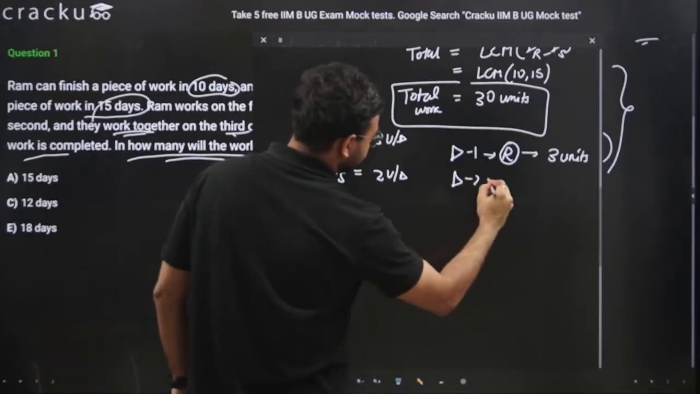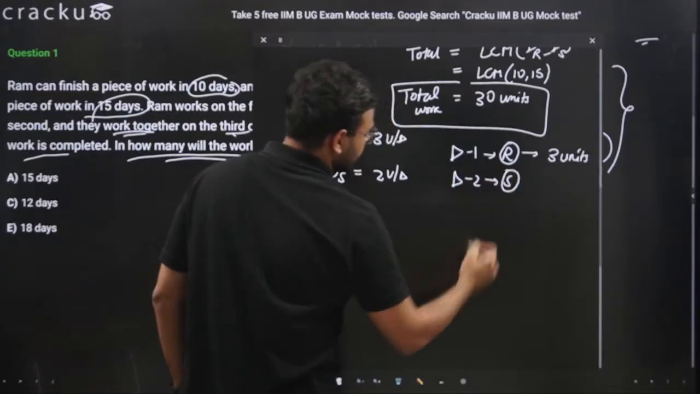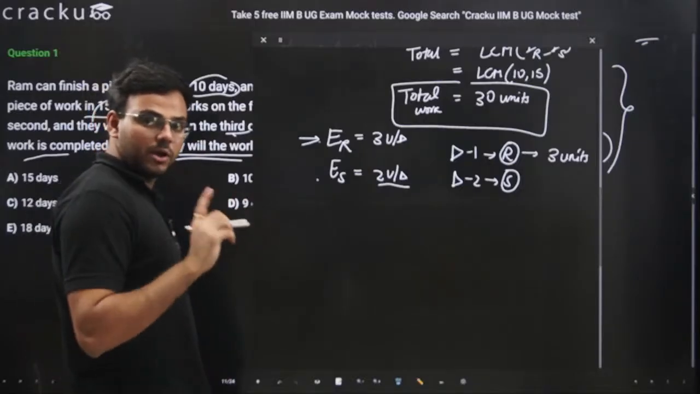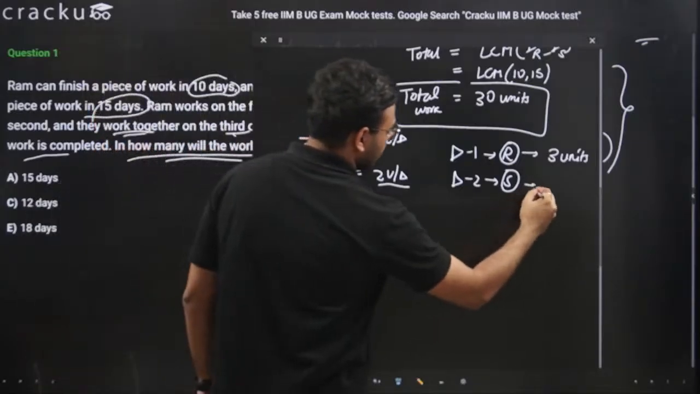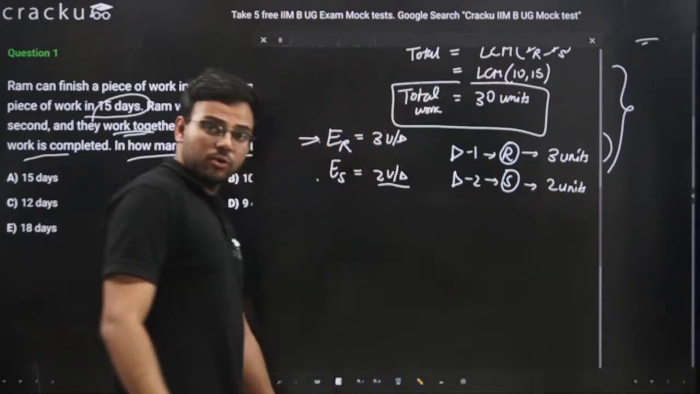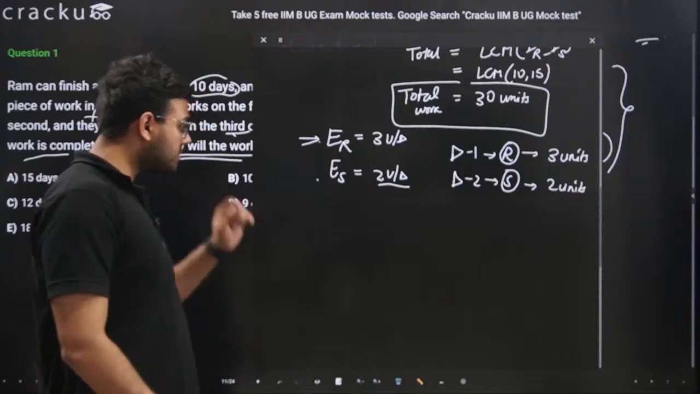On day 2, only Shyam is working. And what is his efficiency? 2 units per day. So in one day he's doing how much work? 2 units of work. So I can say on day 2, 2 units of work will be done.